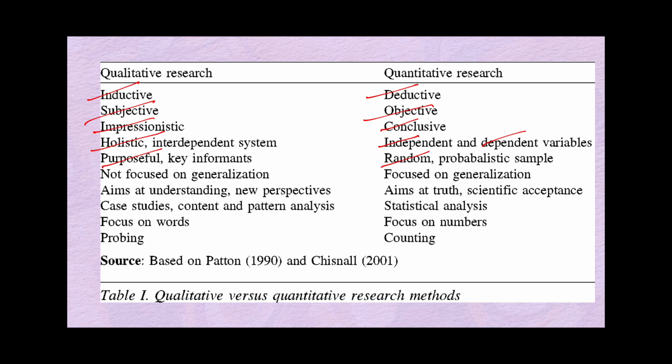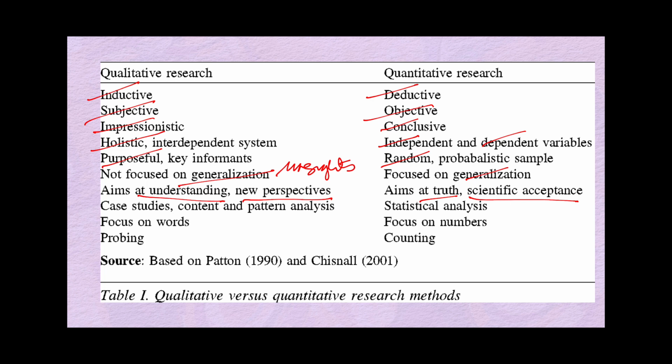Again, as I explained, for qualitative research, it only aims to gain insights, not really generalizations. But for quantitative research, what we want is to be able to generalize. For qualitative research, the aim is at understanding, getting new perspectives. But for quantitative research, it aims at scientific acceptance. We aim at truth. We aim at replicability of the findings. Our focus is the ability to falsify the results. So those are another difference.